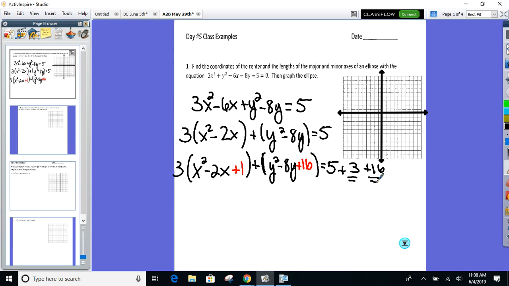And we got one more to do. All right, let's clean this up. Somebody clean up the right side. 24. All right. Watch how this starts becoming to look like our ellipse equation now.